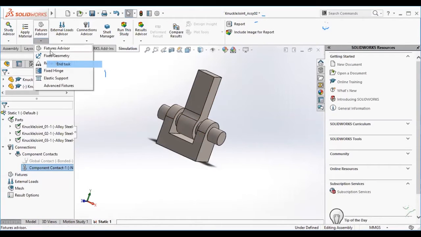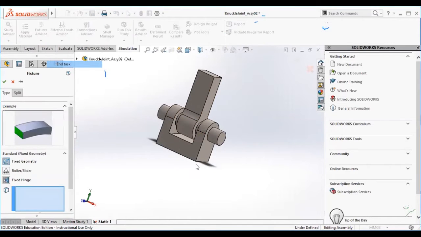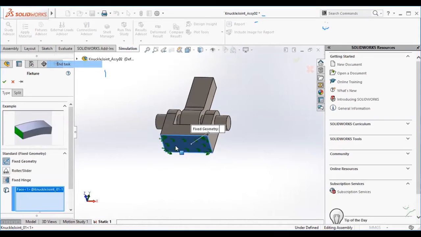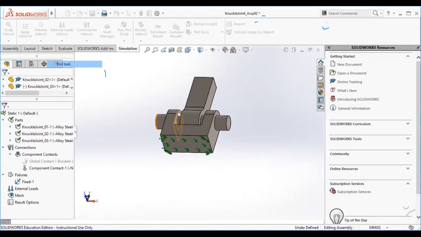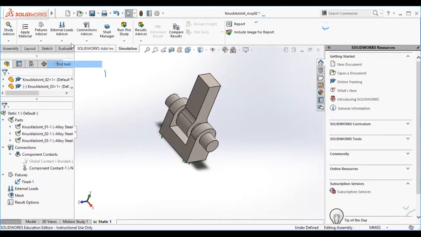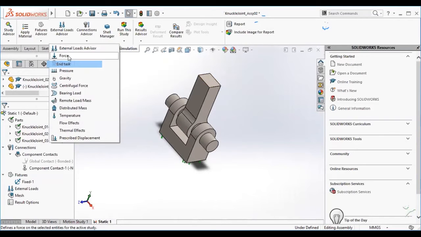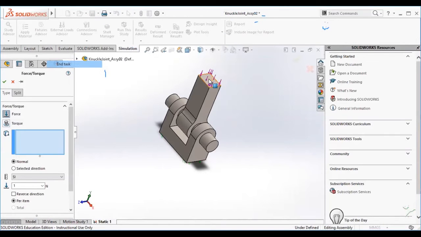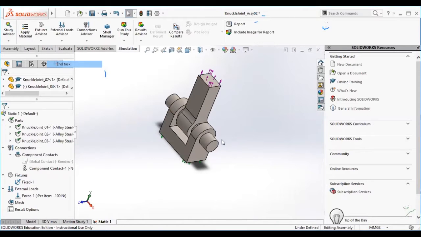So we'll basically use fixed geometry on the bottom surface. So the bottom part is fixed. Now I'm going to apply load on the top part. Now I will change the directions and let's say apply 100 newtons of load on the top. So my load has been defined, my boundary conditions have been defined, my connections have been defined.